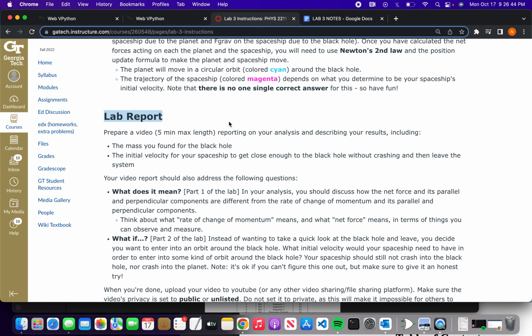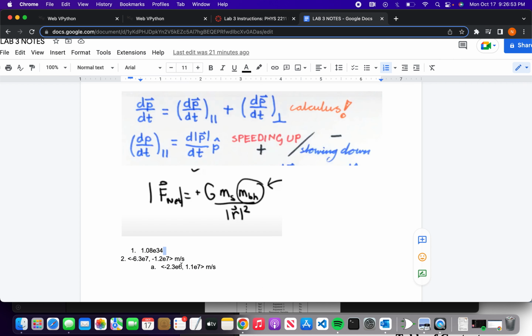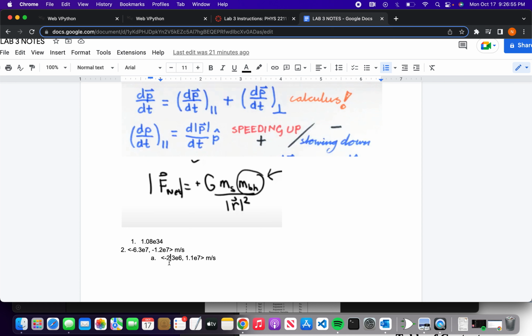And if we wanted to have our ship completely orbit the black hole and not just avoid it, we found that reducing the x component of our velocity vector while increasing our vertical component would allow this orbit to happen. We got values of negative 2.3 times 10 to the 6 and 1.1 times 10 to the 7th. And this allows it to orbit without getting sucked in.